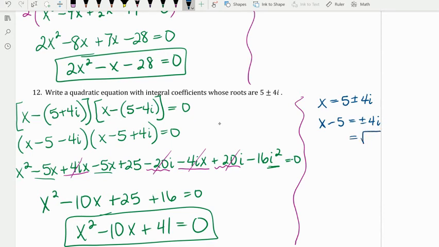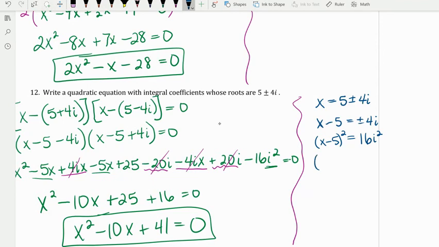We're going to square both sides, sorry. So I'm getting 16i squared. And then this was x minus 5 squared. 16i squared, well, if I go back to putting that in the radical, that is just the square root of negative 16, which is how I would have gotten to that plus or minus 4i, because i squared is negative 1.